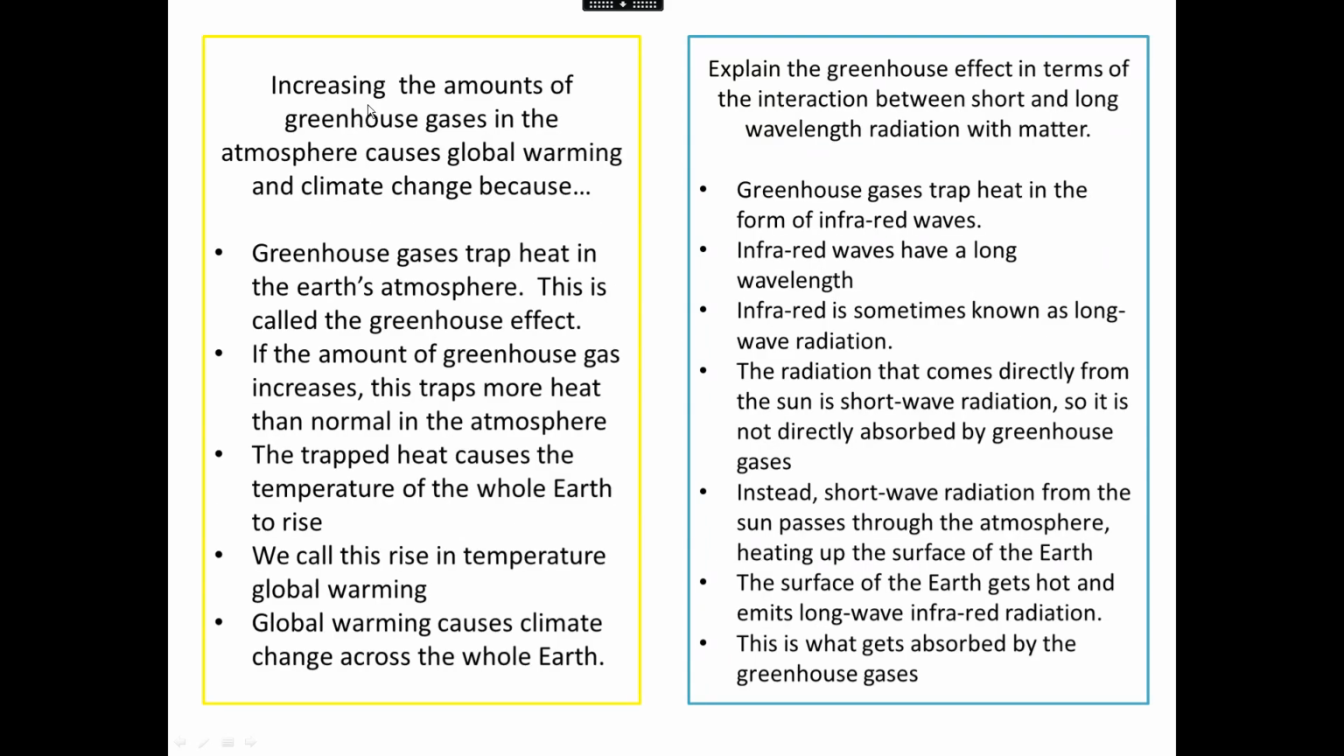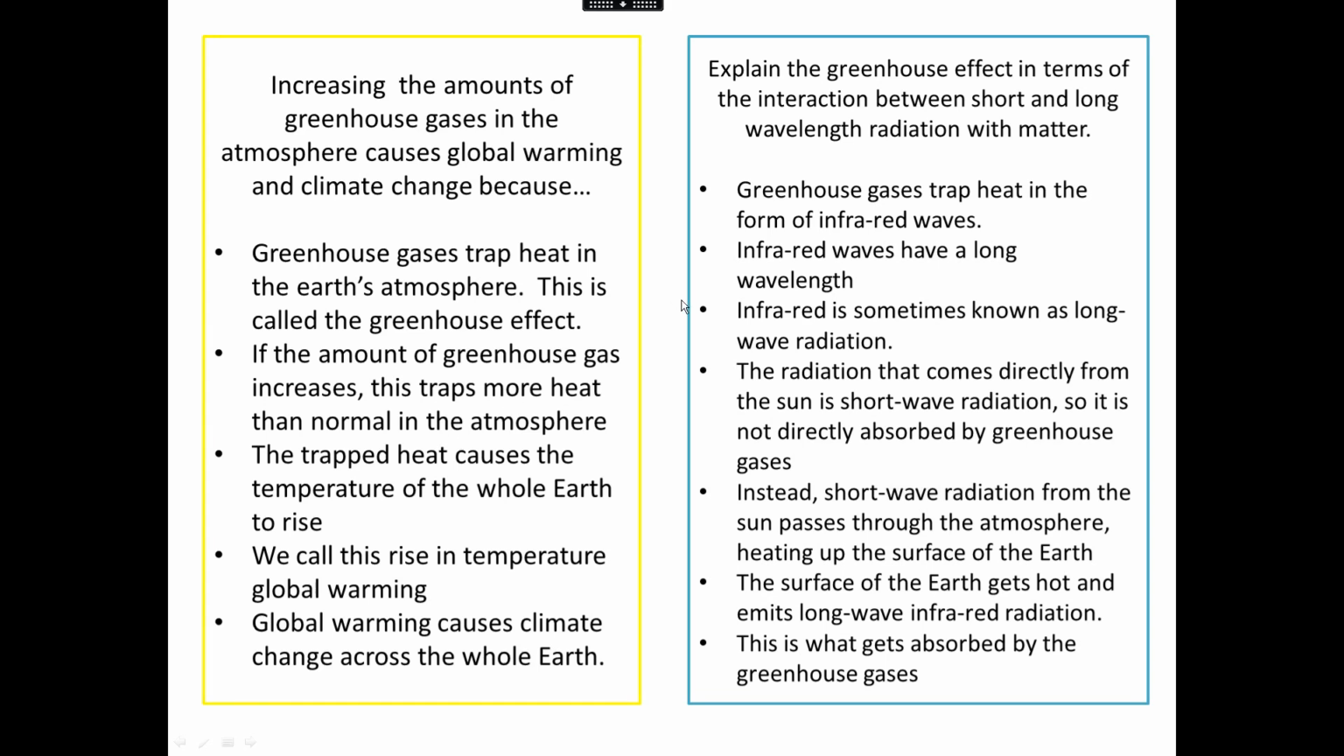But increasing the amount of greenhouse gases in the atmosphere increases the greenhouse effect, causing global warming and climate change. We'll learn more about climate change next lesson, but here we go. Greenhouse gases trap heat in the Earth's atmosphere. This is called the greenhouse effect. If the amount of greenhouse gas increases in the atmosphere, this traps more heat than normal in the atmosphere. This causes the temperature of the whole Earth to rise. We call that global warming. And as we'll learn next lesson, global warming causes climate change across the whole Earth. So the more greenhouse gases there are in the atmosphere, the more heat is trapped, increasing the greenhouse effect, causing the Earth to get warmer. We call that rise in temperature global warming.